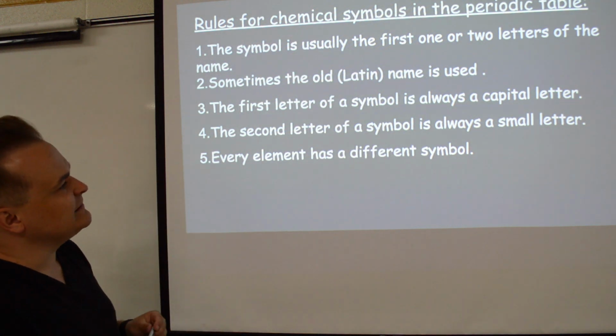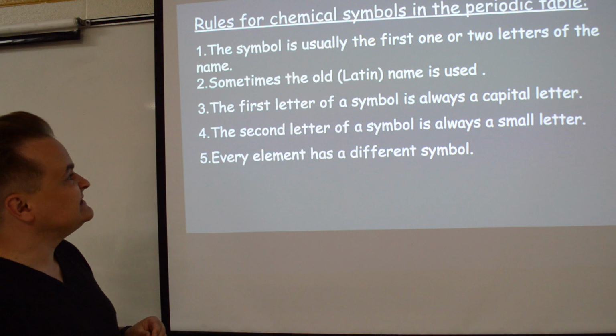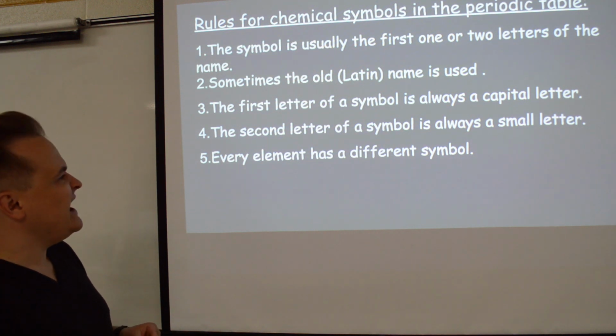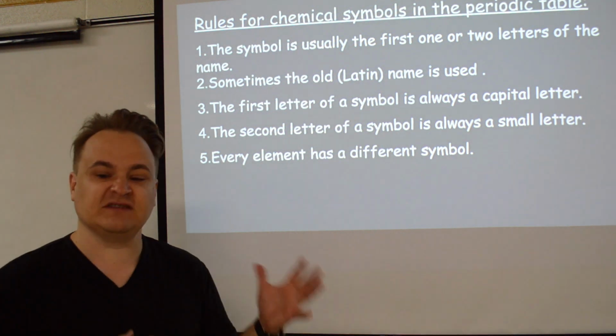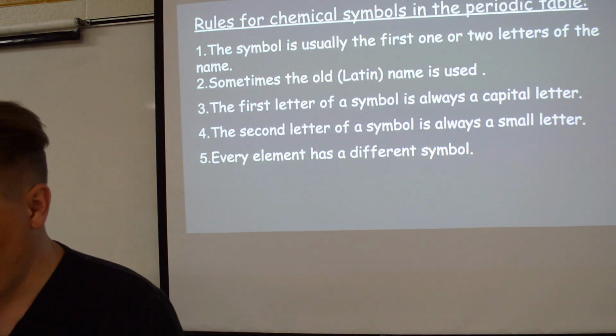The first letter of a symbol is always a capital letter. The second letter is always lowercase. And every element will have a different symbol. Those are some of the rules of thumb for looking at a periodic table.